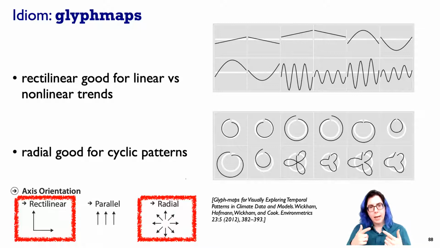So cyclic patterns are what radial charts are very good at uncovering. So if you do suspect some kind of cyclicity and you're checking for that, that can really be where radial charts shine.